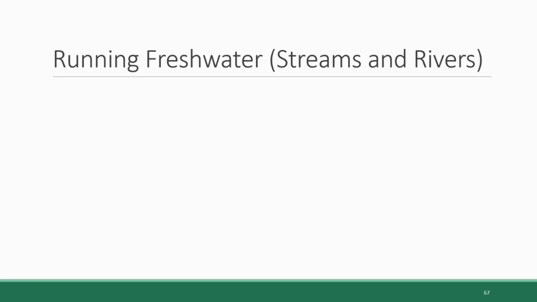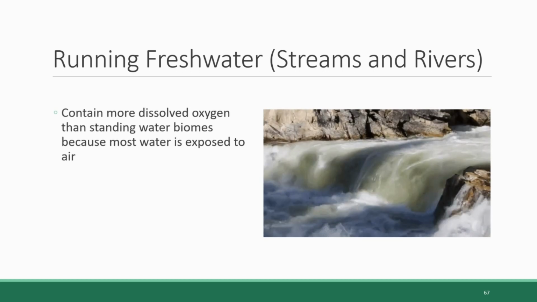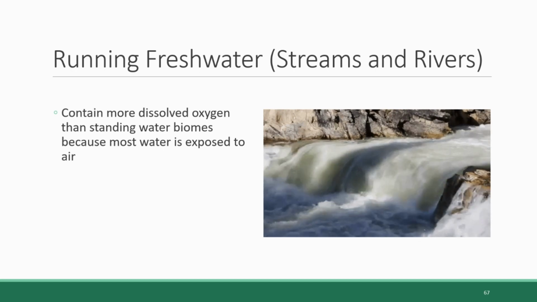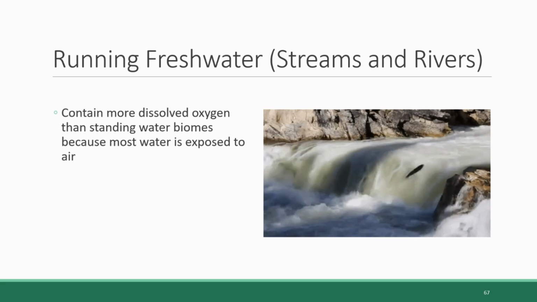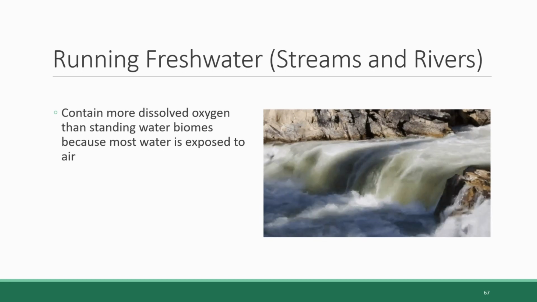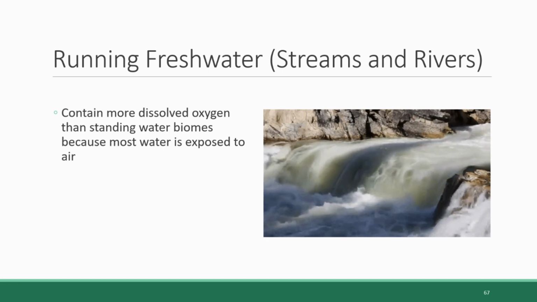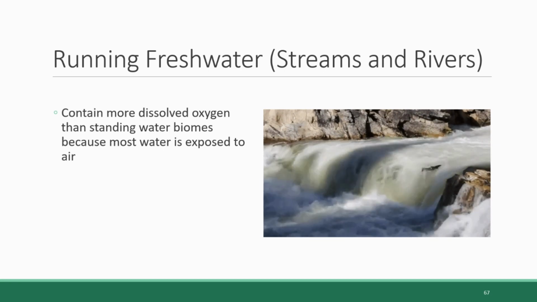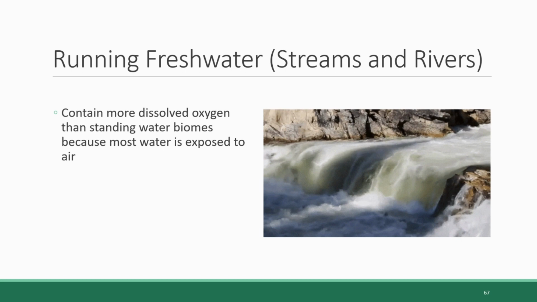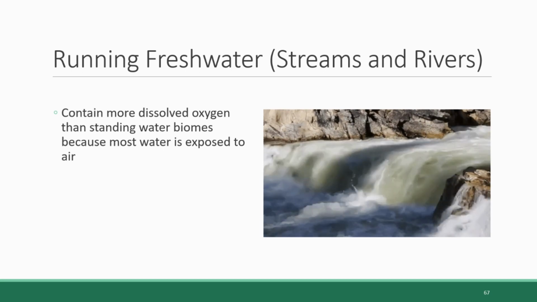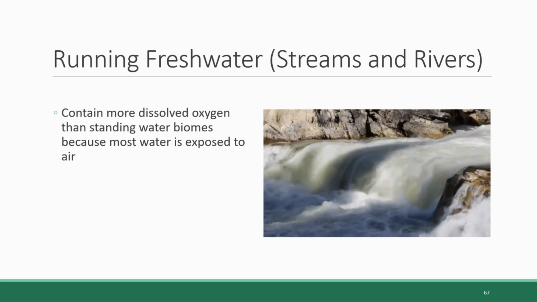We'll start by making some general notes of comparison between running freshwater and standing freshwater biomes. Running freshwater biomes generally contain more dissolved oxygen than standing freshwater biomes because most of the water in a running freshwater environment gets exposed to the air. As you can see in this video clip, the churning activity that happens when rivers are cutting their path across the land results in a lot of mixing, and so virtually all of the water in the river gets exposed to air intermittently and dissolves oxygen when it has that exposure.